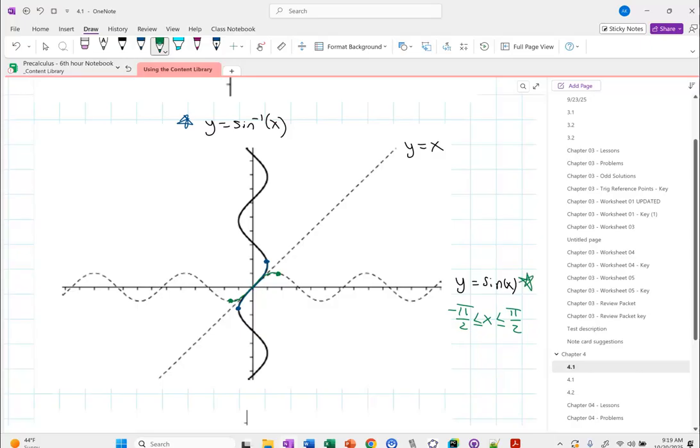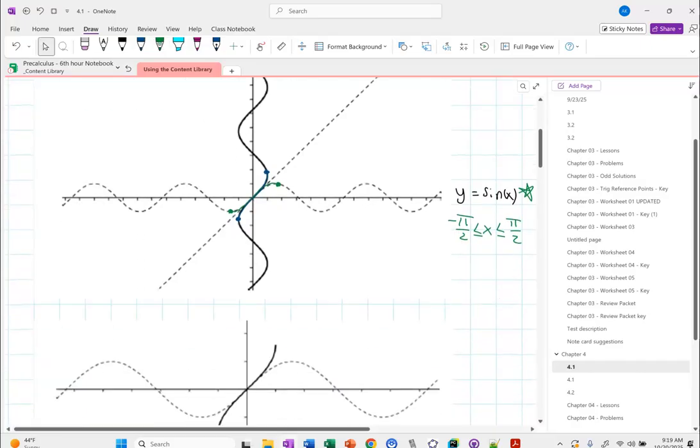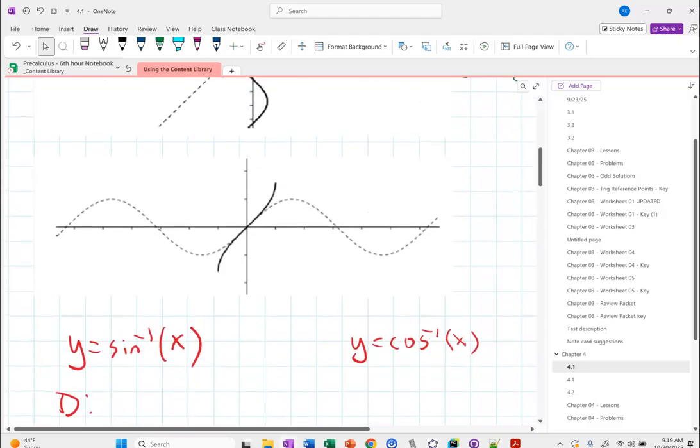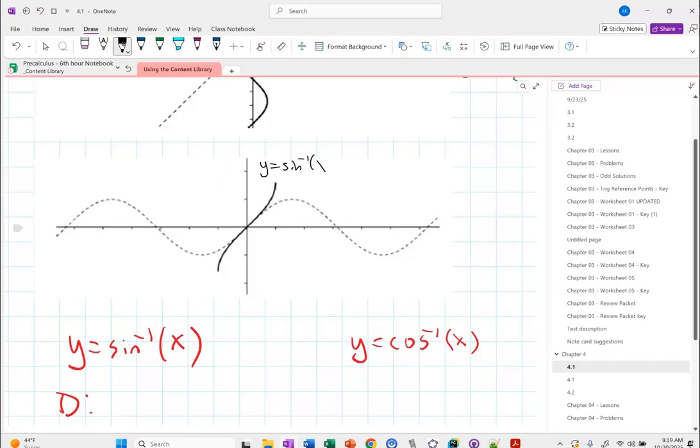Is that blue graph a function? Yes. Why? It passes the vertical line test. So that's what we're going to do. Okay? So that's what we have here. This is the graph of y equals sine inverse of x.